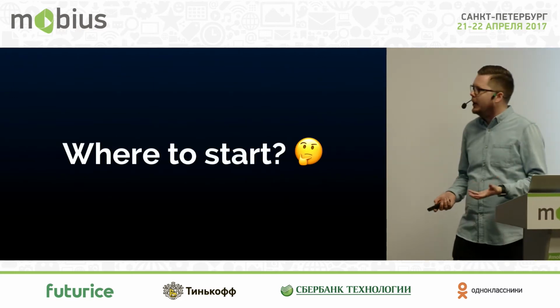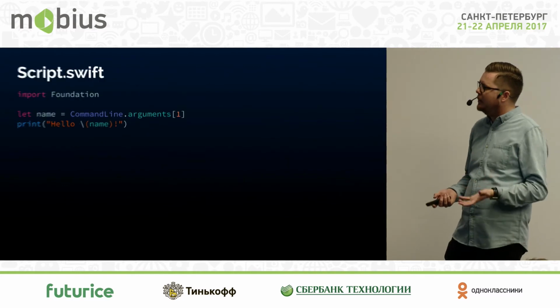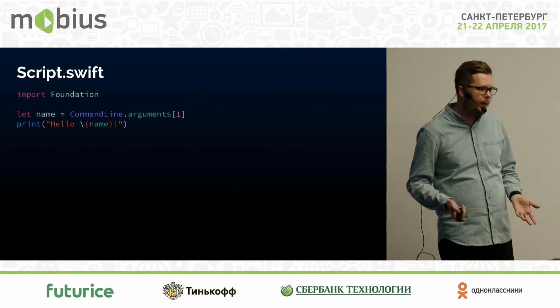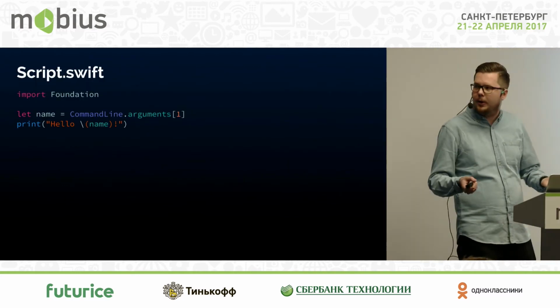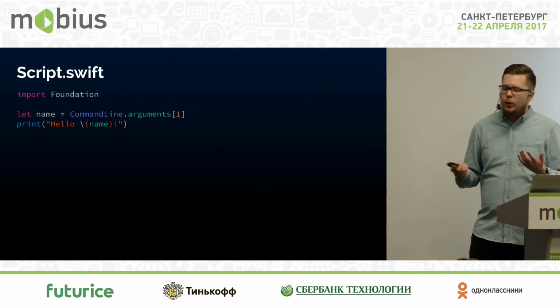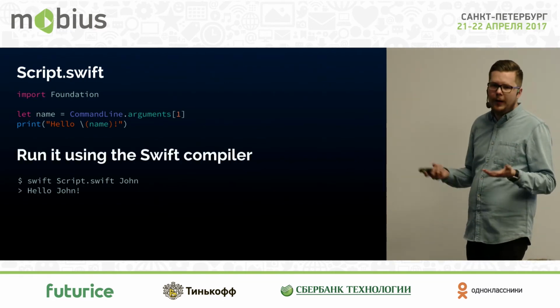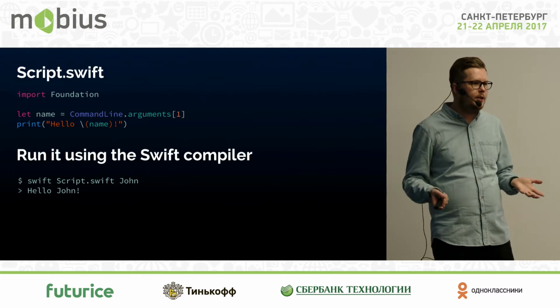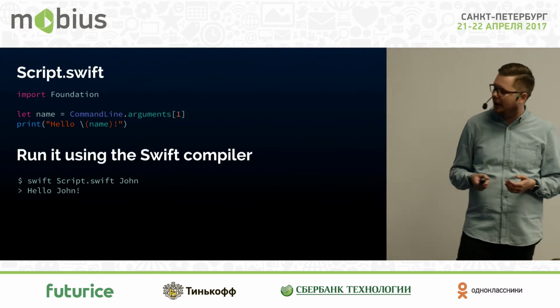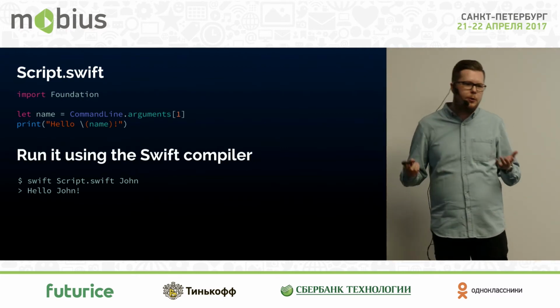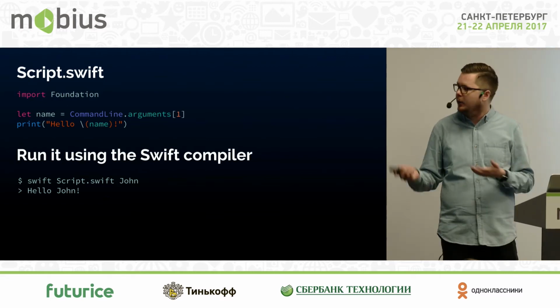Well, the easiest way to start is just to write a very simple script file. We can call it script.swift, import Foundation, write some code, and then run it. You can run it using the Swift compiler right on the command line. If you have Xcode installed, you automatically have the Swift compiler. So you can just run Swift on your script, give it some arguments, and then you will get the results back.